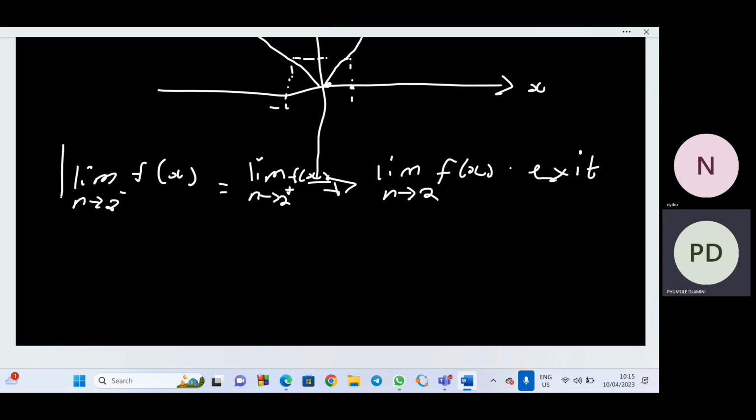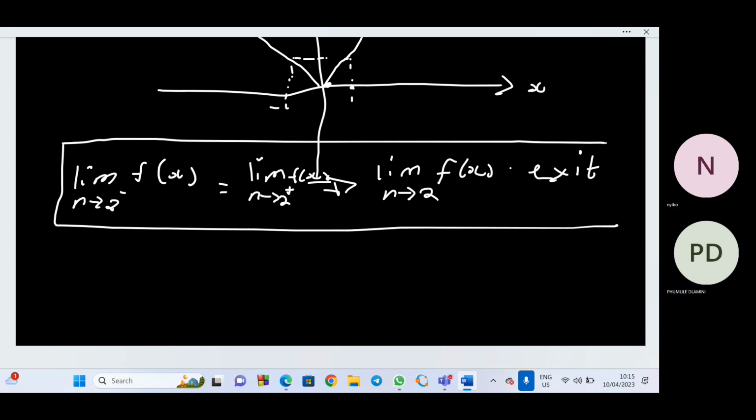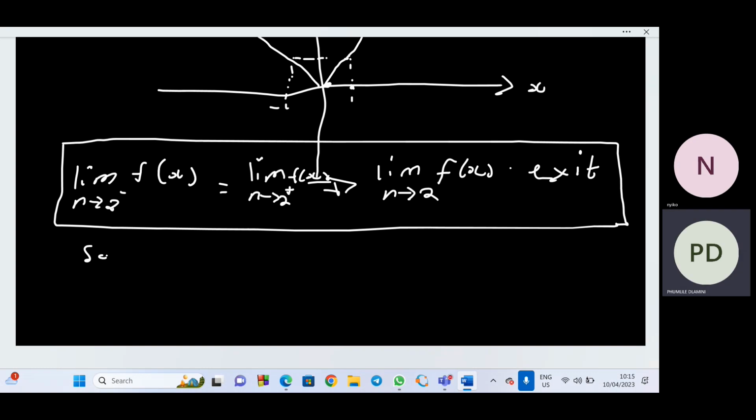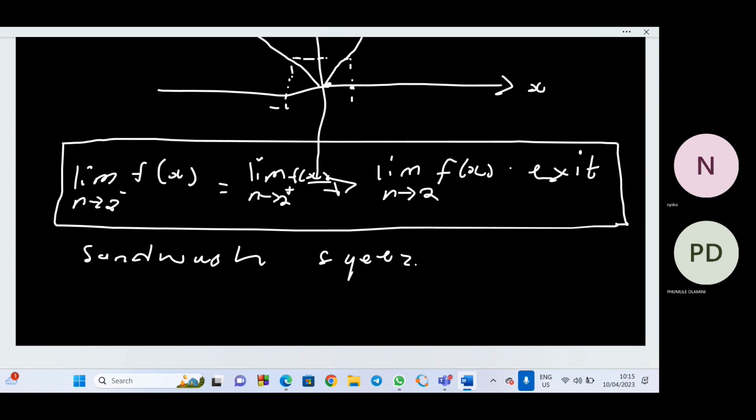So this is just a formula. This is just a theorem. In this theorem here, it was invented by a squeezy. It's called the sandwich squeezy, something like that.